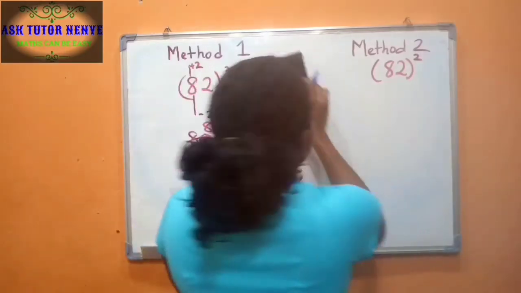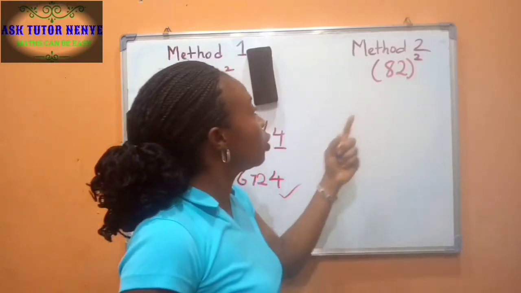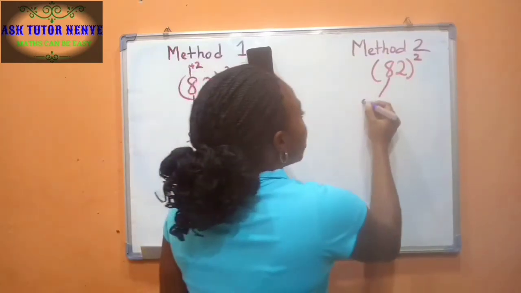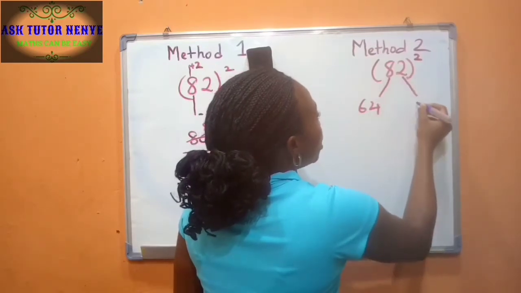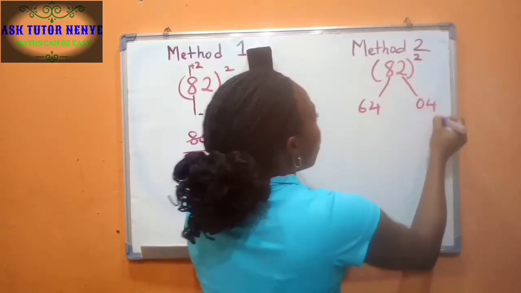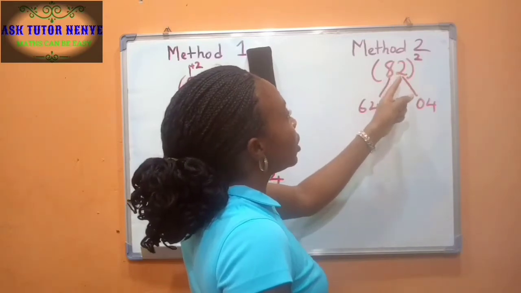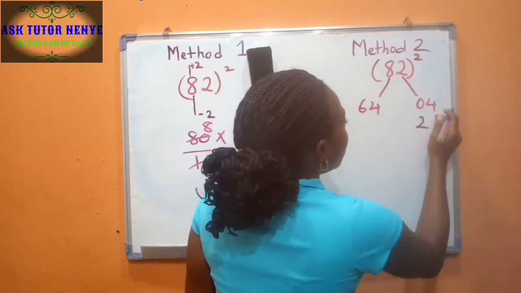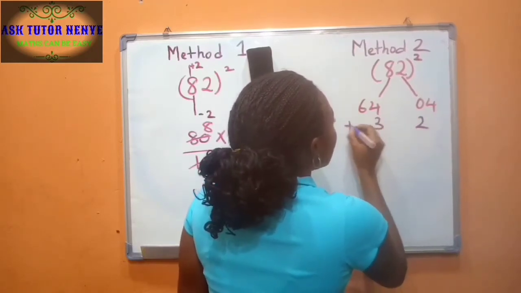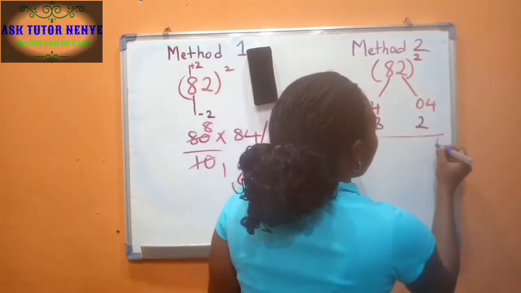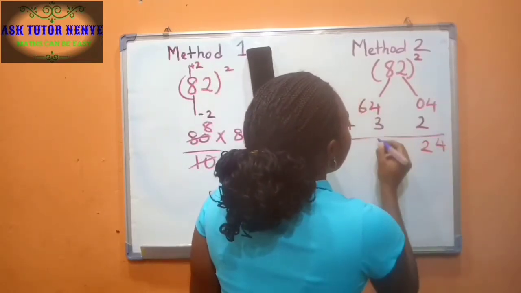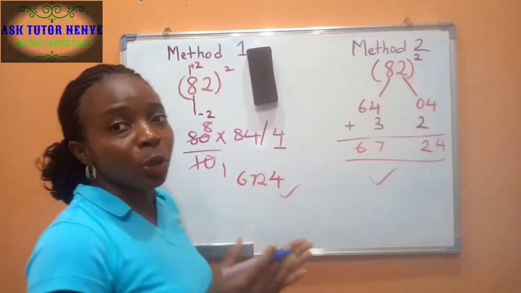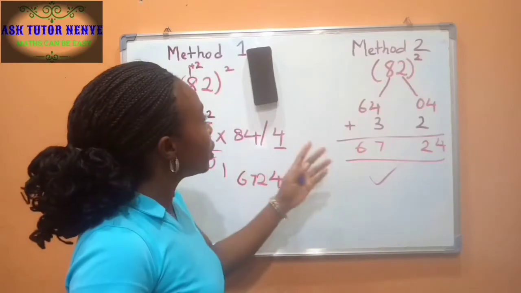Let's take a look at the second method. How do we go about solving it? We are simply going to find the square of 8, which is 64. The square of 2 is 4, but we write 04. 8 times 2 gives us 16. 16 times 2 gives us 32. So we write 2, leave the unit place empty, write 3 here, and you sum it up. When you sum it up, you're going to have 4, 2, 7 here, and 6 here. So you can see we are having absolutely the same answers. You can use any of the methods.